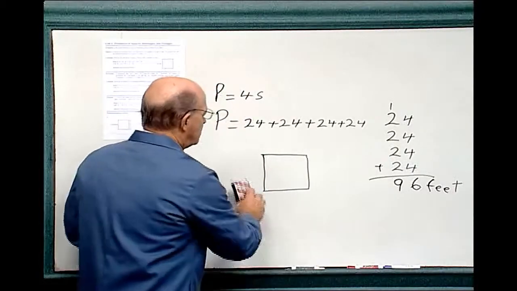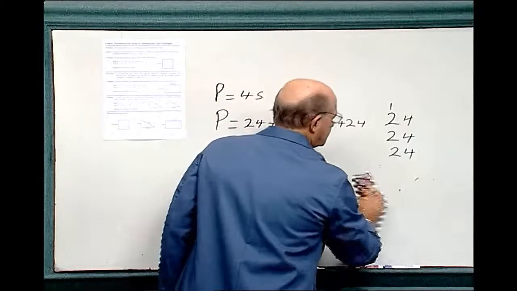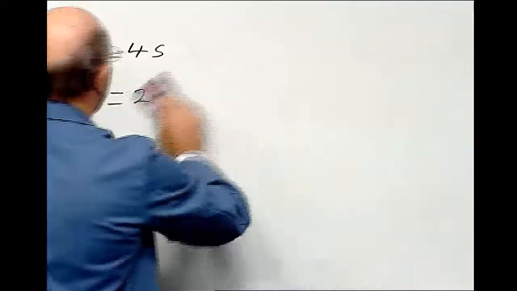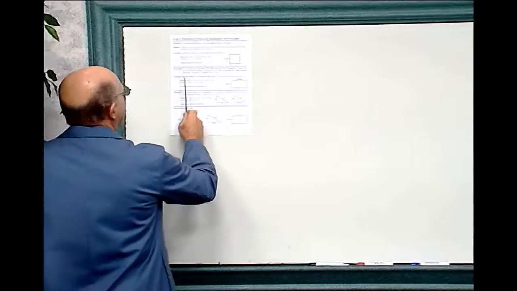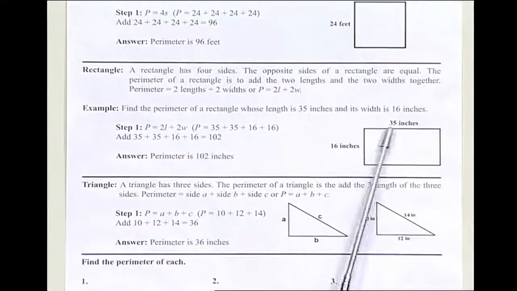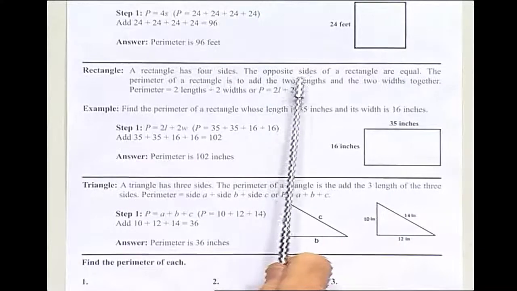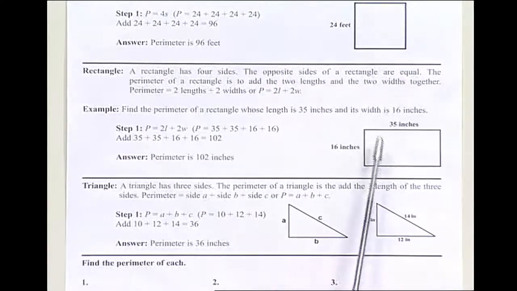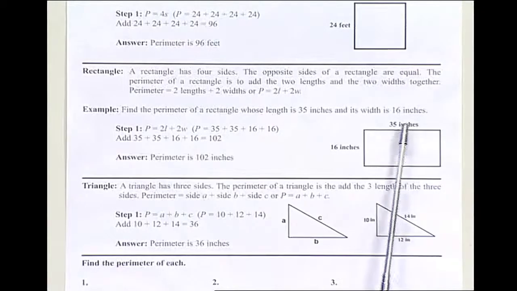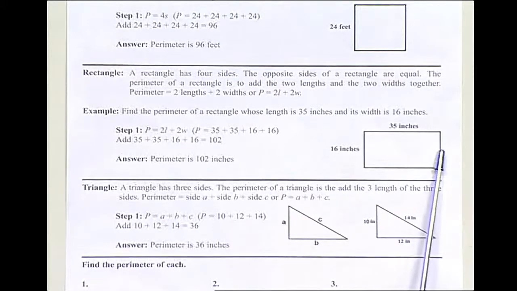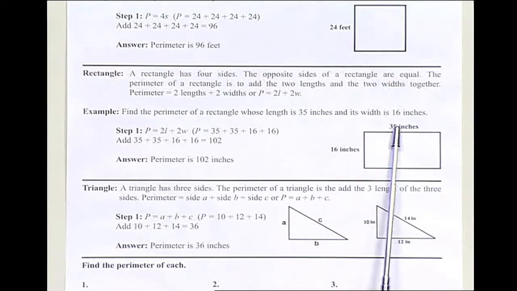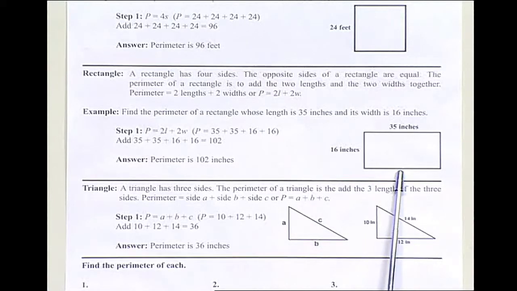Now let's do the next problem. Now let's look at a rectangle. A rectangle has 4 sides. 1, 2, 3, 4. The opposite sides of a rectangle are equal. So this side equals this side, and this side equals this side. So if this is 16 inches, you know that this side has to be 16 inches. And if this is 35 inches, you know this side has to be 35 inches.